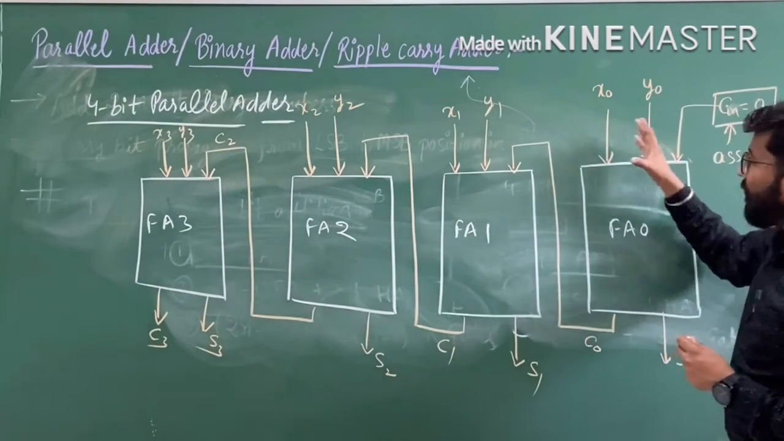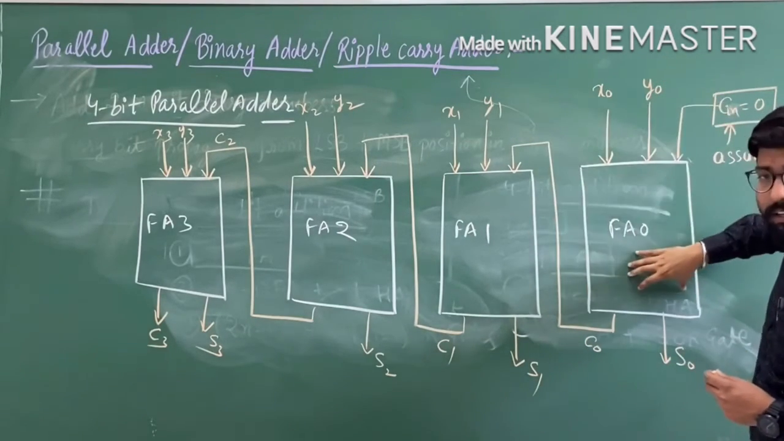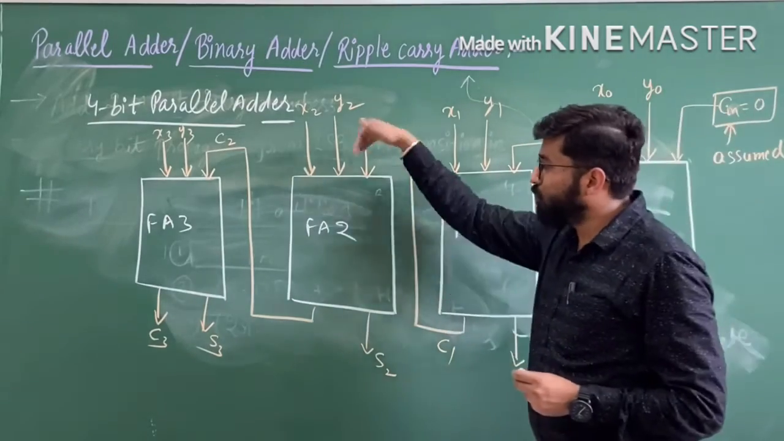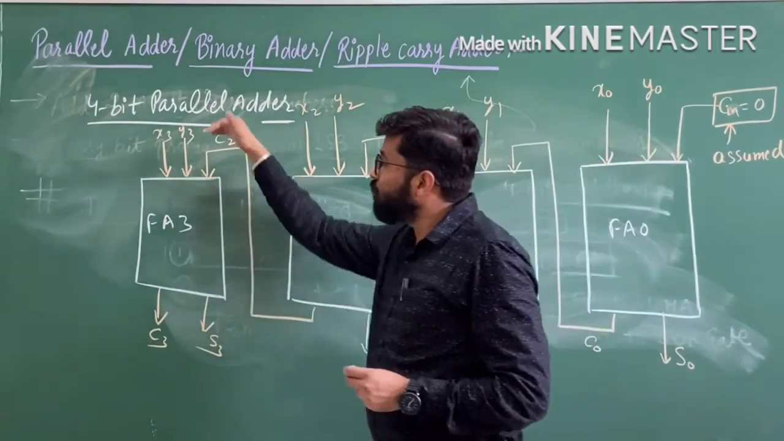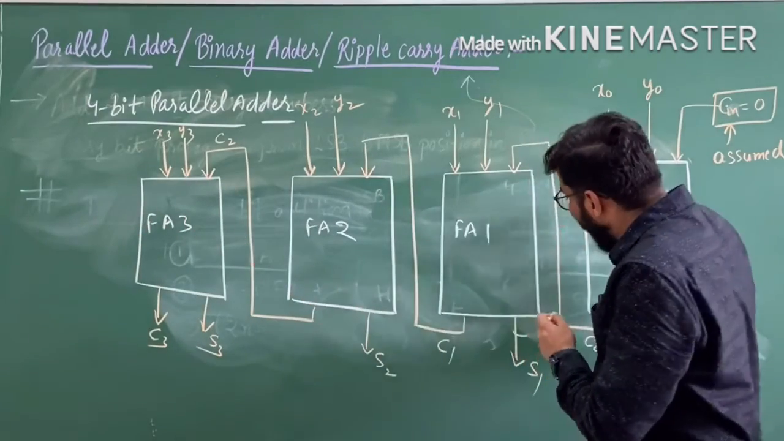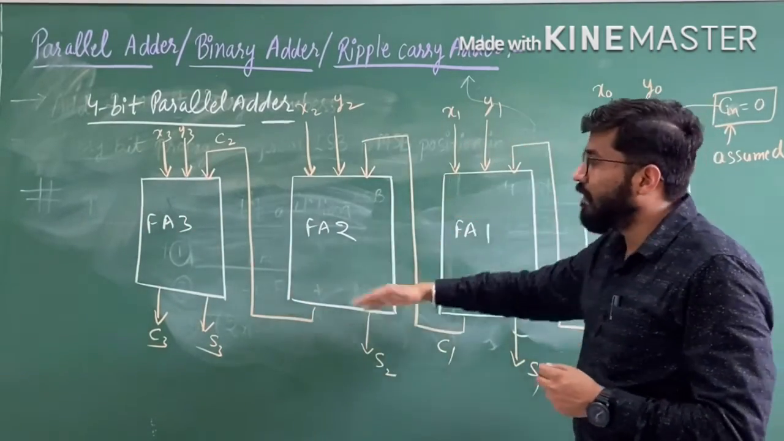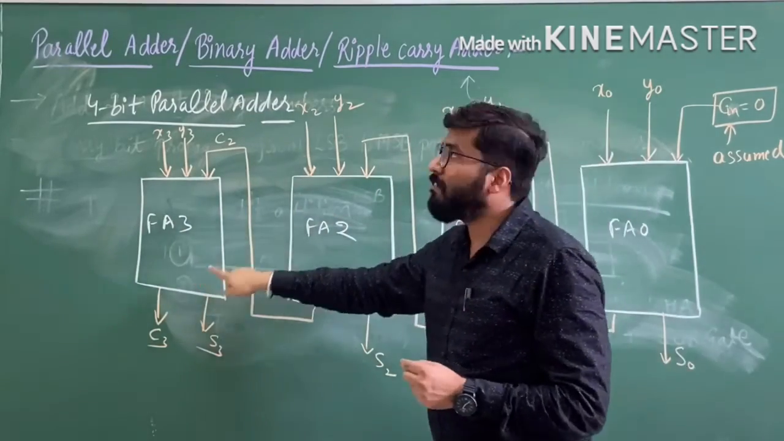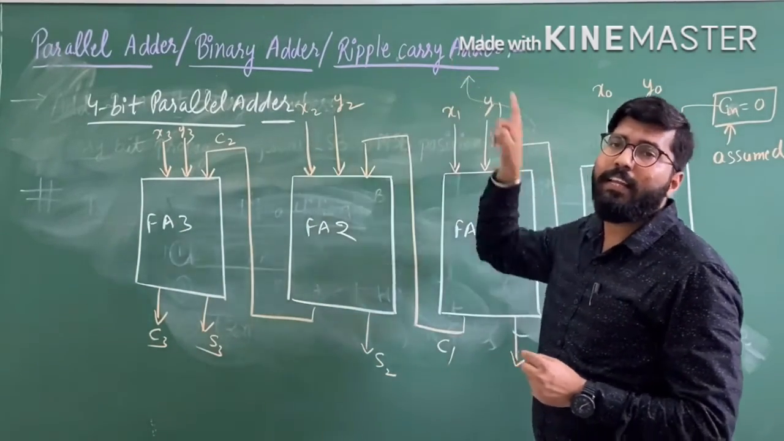So in this way the 4-bit parallel adder works. Suppose if we give X0, Y0, we can give these to the adder. The carry goes to full adder 1. Now this carry goes to full adder 2 and this carry goes to the next full adder. So you can see that carry propagates in a ripple manner from 0 to 3, that's why it is called a ripple carry adder.